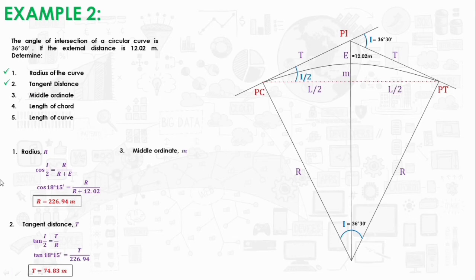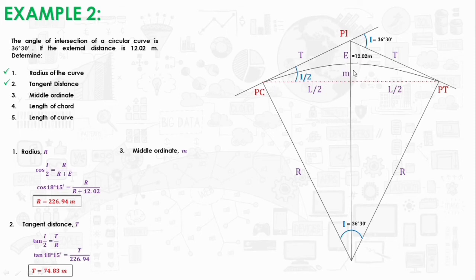So, on number 3, we have to determine the middle ordinate. So, paano natin mahanap yung middle ordinate? So, given, known naman si T, tsaka given si E, tama? So, we can use this right triangle here, yung si M, tama?